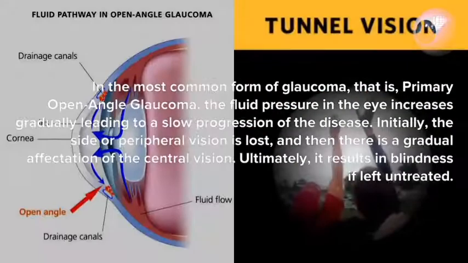In the most common form of glaucoma, that is primary open-angle glaucoma, the fluid pressure in the eye increases gradually, leading to a slow progression of the disease. Initially, the side or peripheral vision is lost, and then there is a gradual affectation of the central vision. Ultimately, it results in blindness if left untreated.